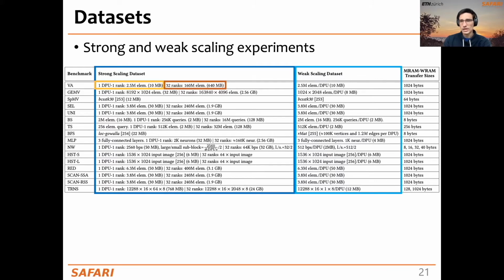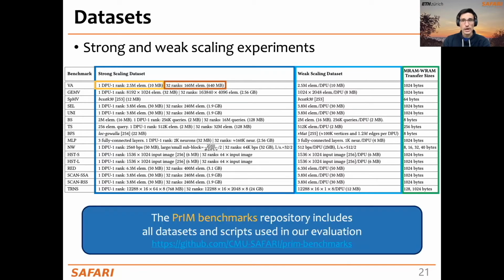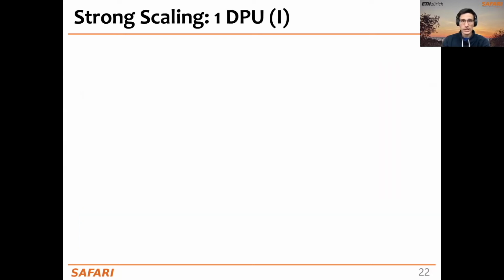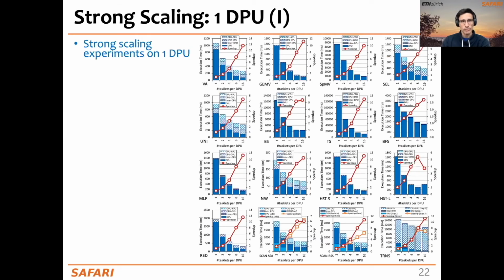This is the data set for weak scaling, and these are the MRAM-WRAM transfer sizes that we have used in our experiments, and here they are for reproducibility of our results. In our publicly available repository, you can find all codes, scripts, and data sets that we have used in our evaluation. Let's start with the strong scaling experiments on one DPU.